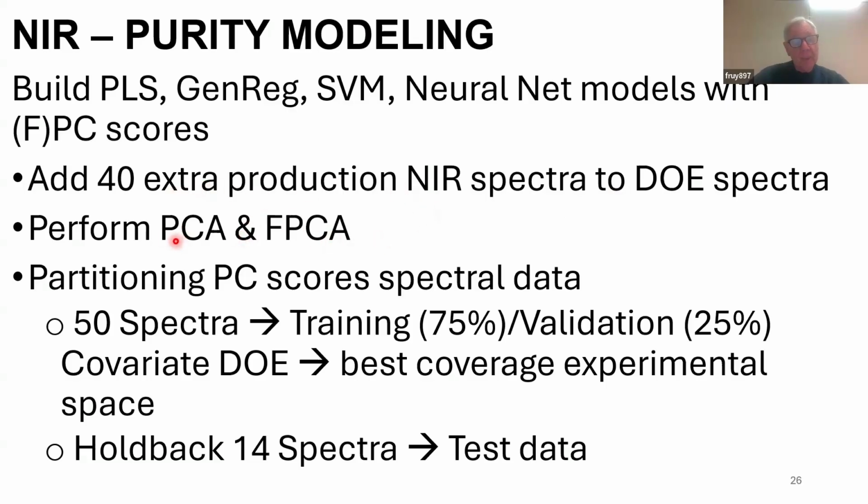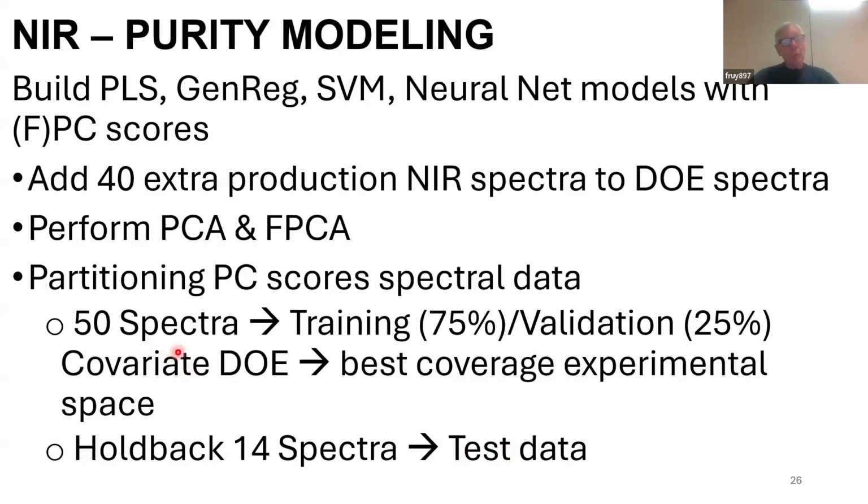then we will perform a principal component analysis and also a functional principal component analysis. We will use the principal component scores, because the company I gave consultancy to still had the normal JMP, so they didn't have the functional principal components, which are only present in JMP Pro. And we will of course partition this in 50 spectra for the training and validation set for modeling. And we will also hold back 14 spectra for testing the model.